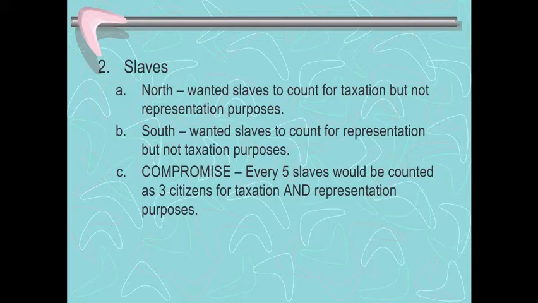It stated that every 5 slaves would count as 3 citizens of the United States for taxation and also for representation. So it encompassed the North's needs, particularly because taxation was included, and 3 out of every 5 slaves would be counted for taxes. And then it encompassed the South because, again, 3 out of every 5 slaves would be counted towards population. Even though they didn't want the taxes, they had to make a compromise as well.